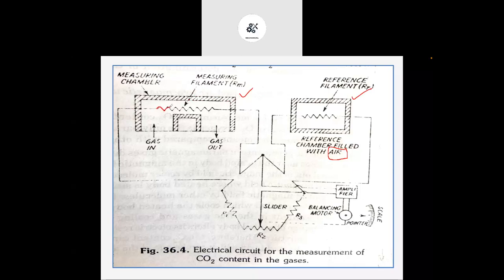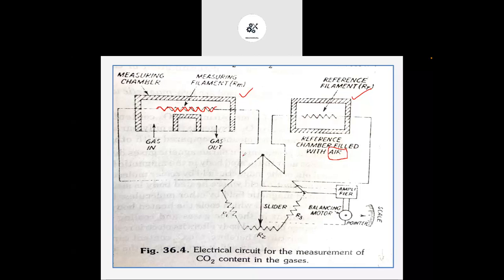So what will happen here? You can see there are two chambers. This one is called the reference chamber, and this one is called the measurement chamber. Inside each chamber there is a wire, and this element you can see here is the tungsten filament.